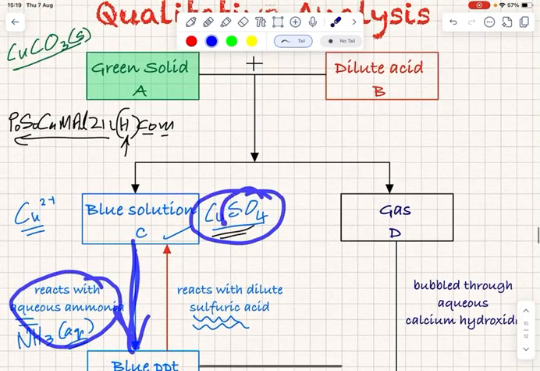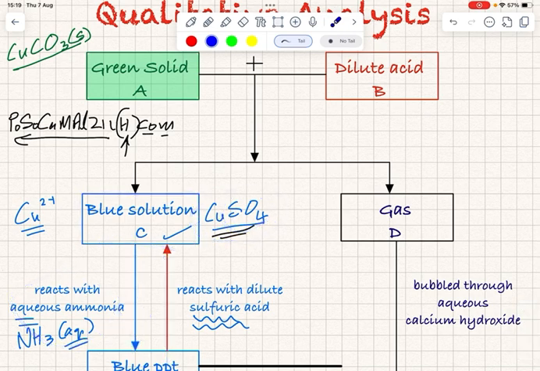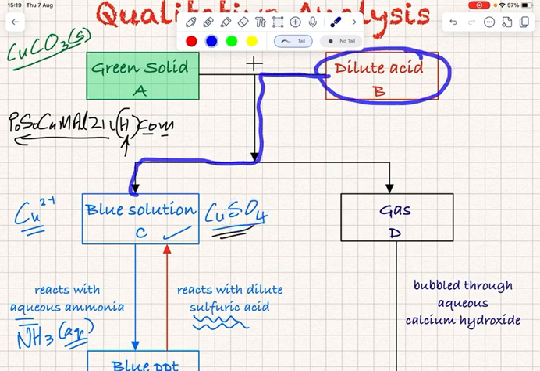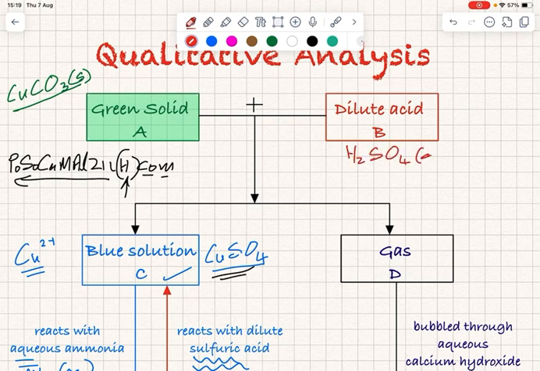Where in the world did sulfate come from in the first place? Before the reaction here, before the red arrow, right? Now, this sulfate must come from your acid, right? In other words, your acid here must be your sulfuric acid, right? It has to be sulfuric acid. Okay, that will be your sulfuric acid, H2SO4, right? Aqueous form. Okay, all right.